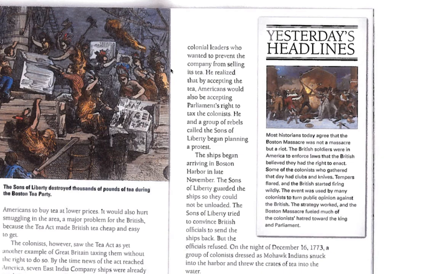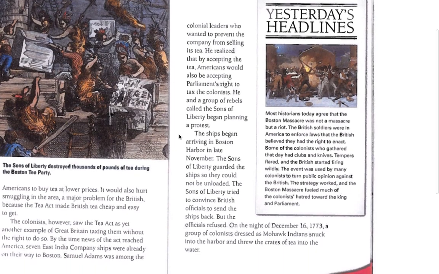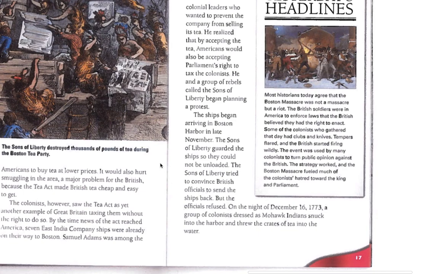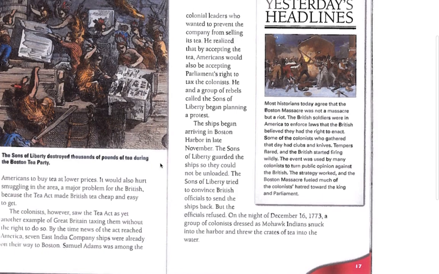The ships began arriving in Boston Harbor in late November. The Sons of Liberty guarded the ships so they could not be unloaded. The Sons of Liberty tried to convince British officials to send the ships back, but the officials refused. On the night of December 16, 1773, a group of colonists dressed as Mohawk Indians snuck into the harbor and threw the crates of tea into the water.